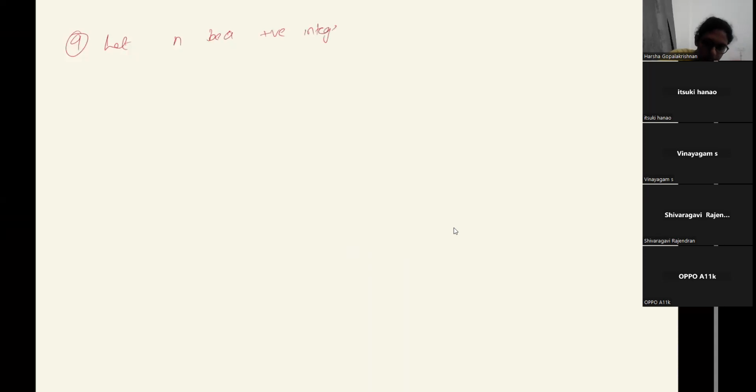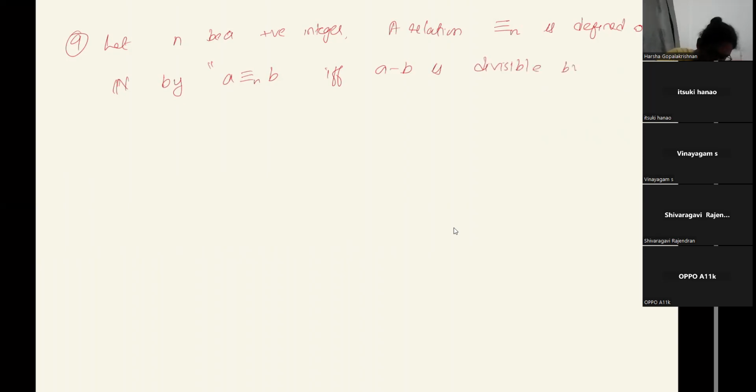I'm defining a relation like this. It is defined on n by A related to B if and only if A minus B is divisible by n. Then the question is to find what kind of relation this is.